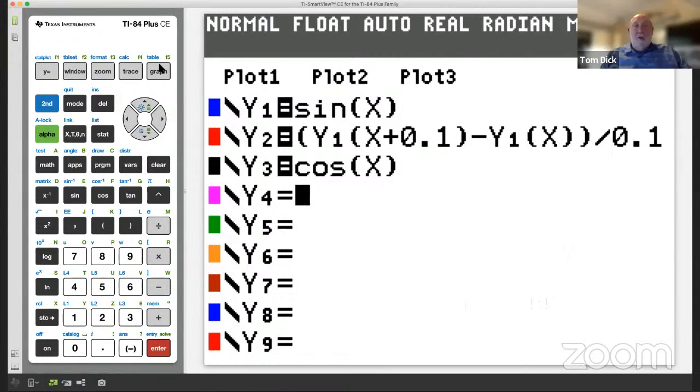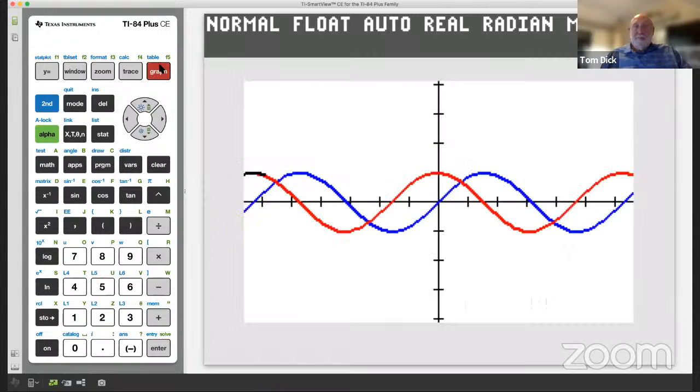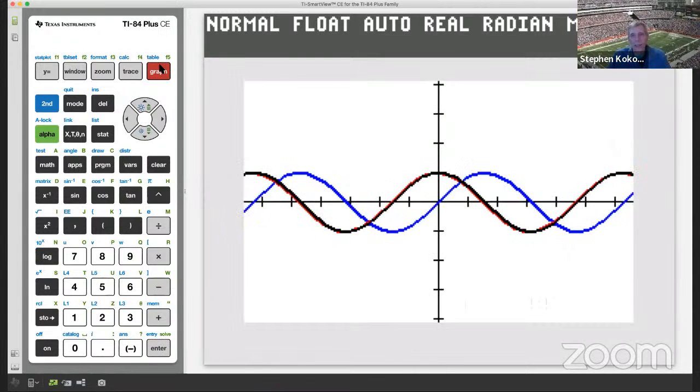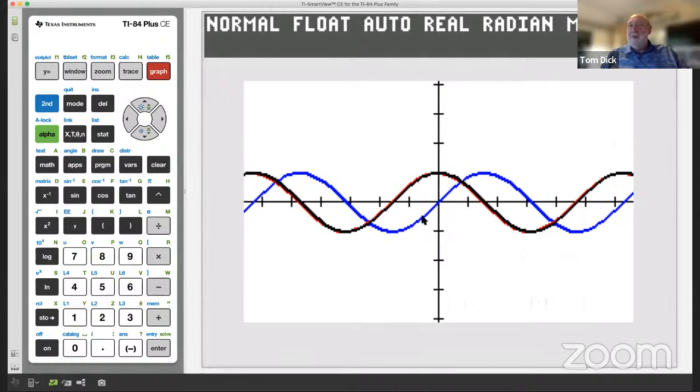And now we'll graph all three of them. Boy, that's pretty close. And what I would say here is the fact that you can see any red at all tells us they're not exactly the same. If those graphs were identical, the black graph would have covered the red graph exactly. But we can see just a little bit of difference. But I was flabbergasted at how close it was, because the difference I'm using, the 0.1, that's really not that small.